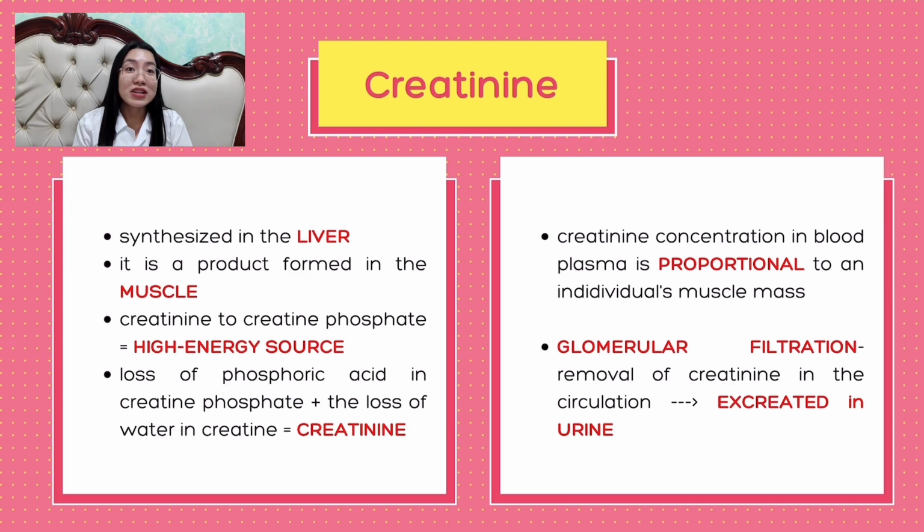Hence, it is a high energy source. And the loss of phosphoric acid in creatine phosphate and the loss of water in creatine can yield creatinine, while the creatinine concentration in blood plasma is proportional to an individual's muscle mass. And the creatinine in the circulation is excreted in the urine via glomerular filtration.